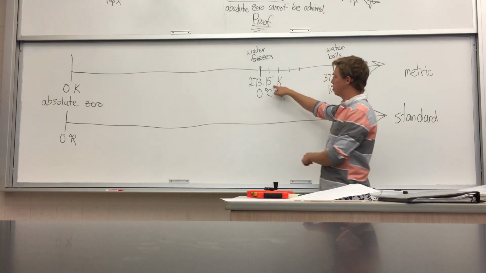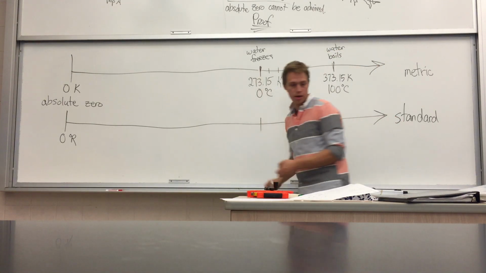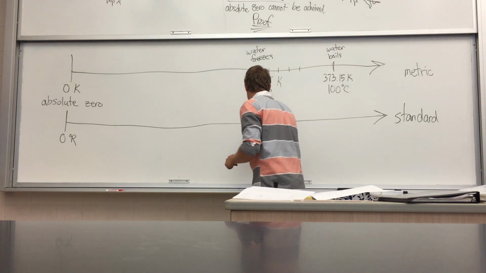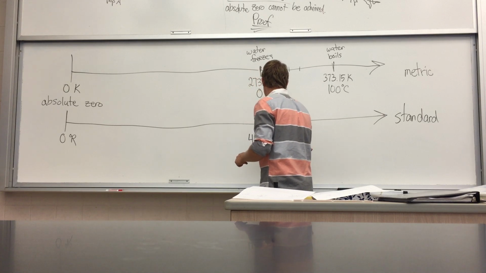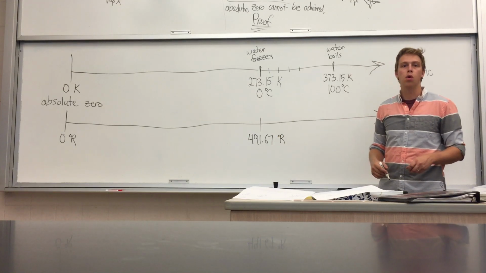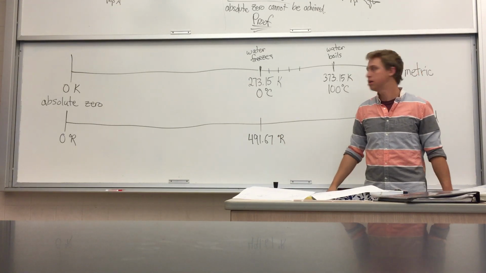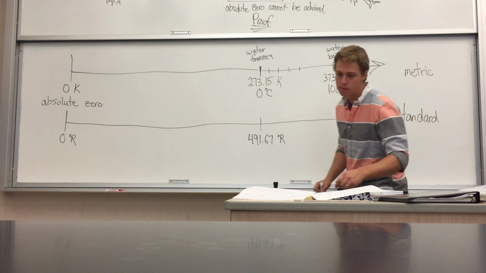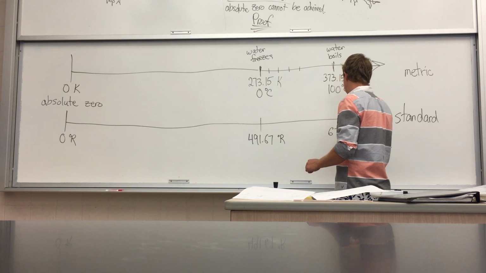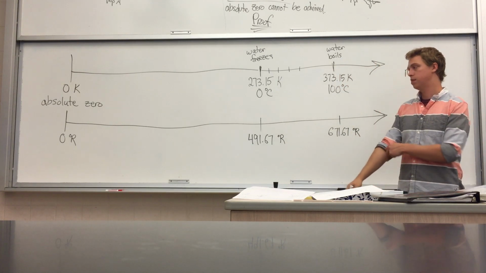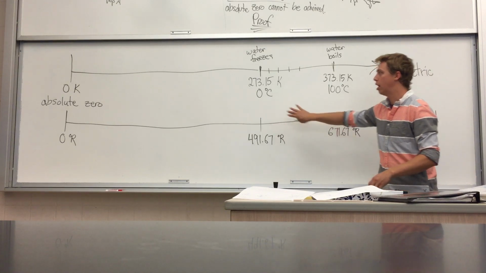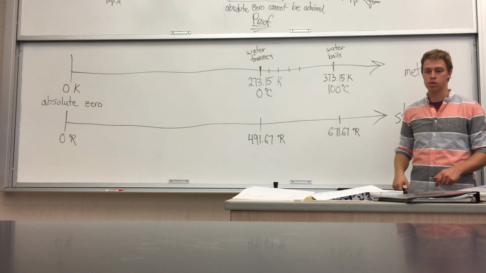And then we come up here, and at the freezing point of water, well, just like Kelvin, we can label where it is. And this is the number I always forget, 491. So water freezes at 491.67 degrees Rankine. And then water boils at 671.67 degrees Rankine, okay? So again, just labeling on that Rankine scale. These are way up in here in the hundreds, boiling point, freezing point of water.